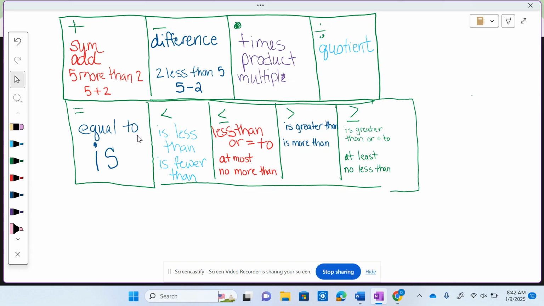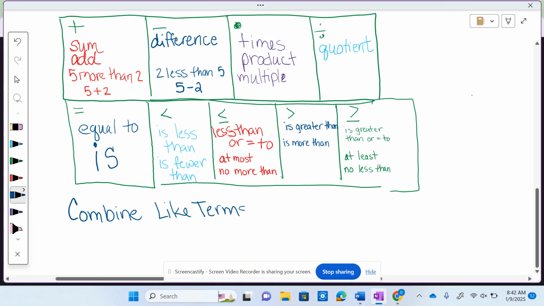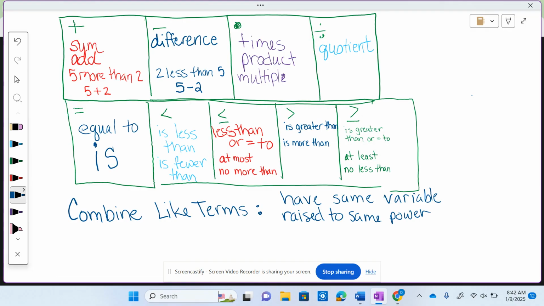Do we need an example of that? I'm just going to write combine like terms. And I'm just going to put a little note. Like terms have the same variable raised to the same power. Okay. Same variable raised to the same power. That's what we need to know. It's the same variable raised to the same power.